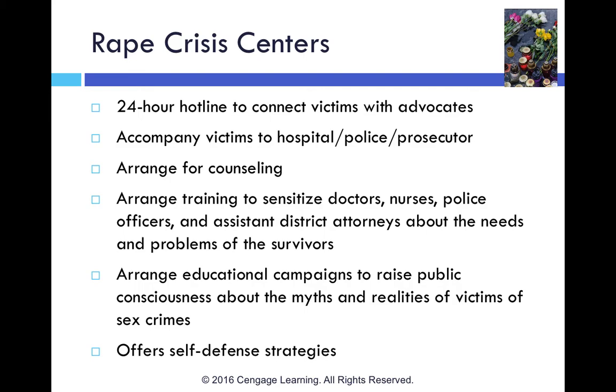Generally, that's not by the police and the prosecutor. That's by a rape crisis advocate. Most rape crisis centers offer counseling. It's usually free of charge, and those are people who specialize in those particular issues. Rape crisis centers work with other people in the community to really train them. So they'll work with police departments to train them about best practices, and with doctors and nurses. They often engage in a lot of educational campaigns as well.